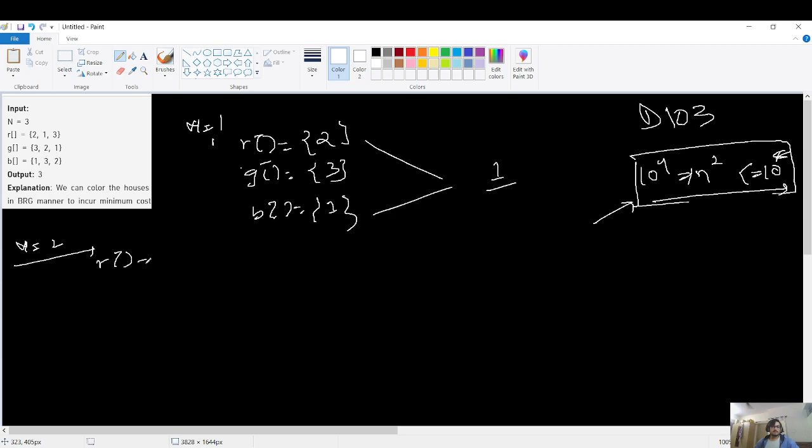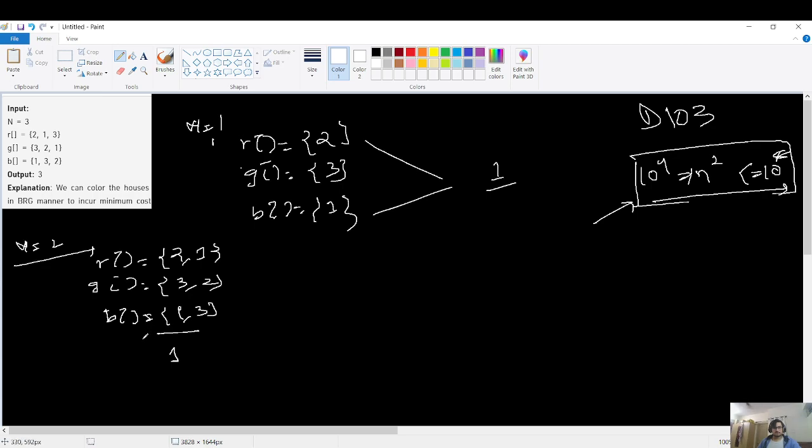So the R will have what? Let me think. Suppose we have n equals 2, then R would have just two values. So let's say 2 comma 1. G will have two values, let's say 3 comma 2. I'm taking the values from the above test cases, and for B, let's say 1 comma 3, right? And I need to paint two houses, right? So what I need to do is take the minimum of this. What is 1?